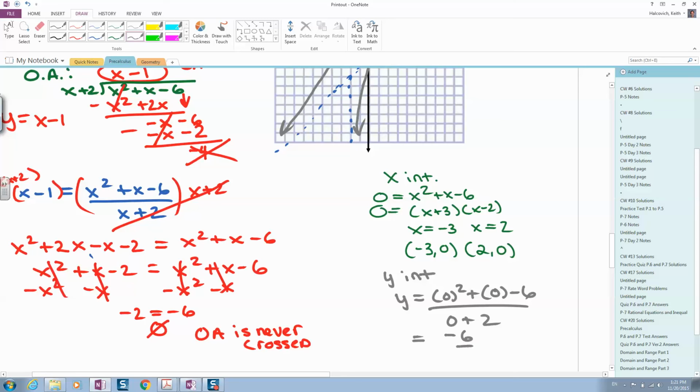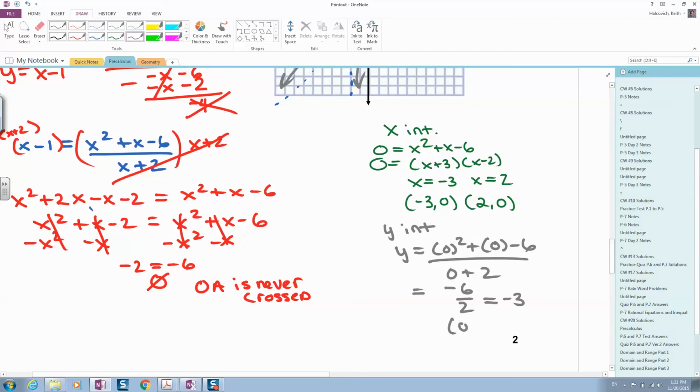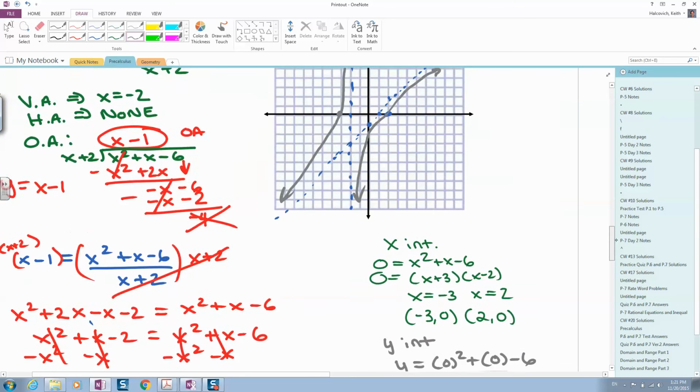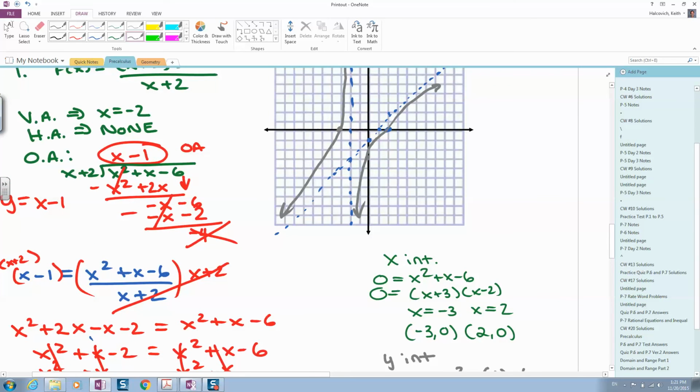So it's -6 over 2, which is -3. So the y-intercept is (0, -3), which would be right about here. So if we want to draw our graph correctly, you can just go like that.